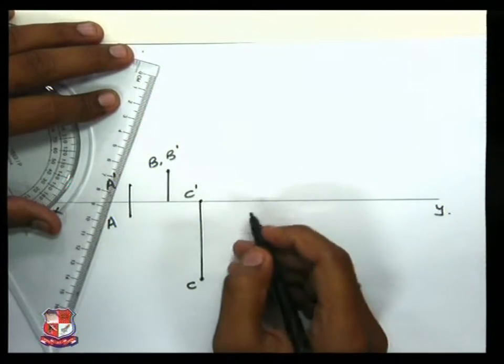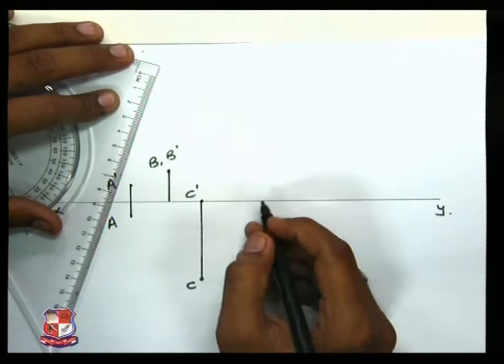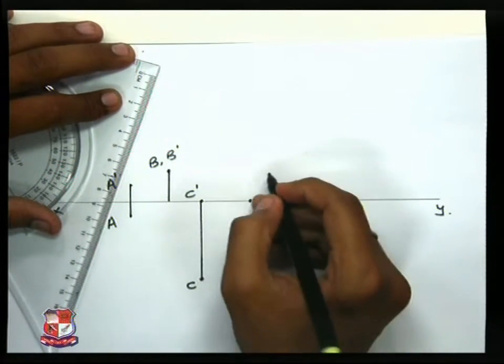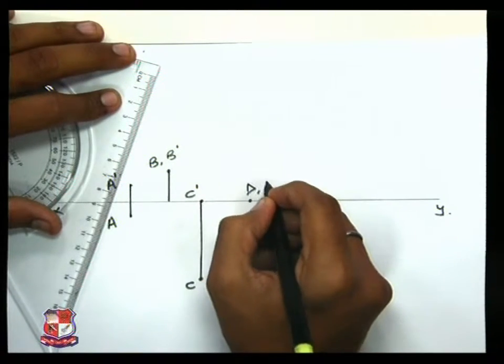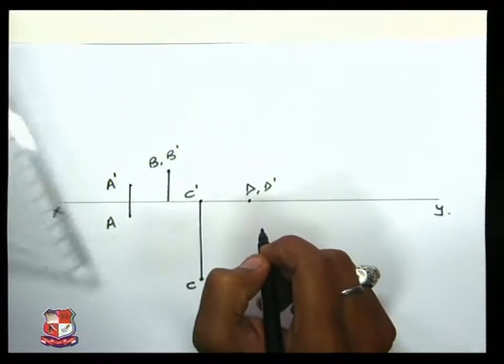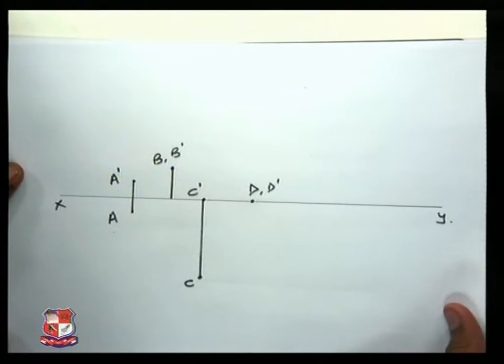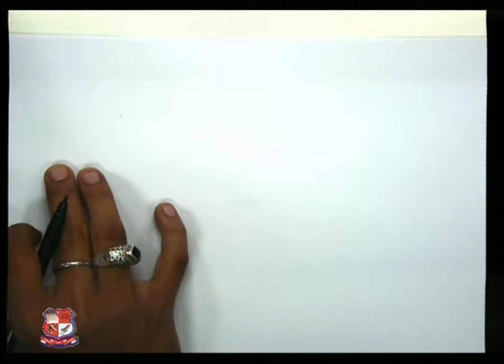The last problem would be on HP and on VP, where both points are located on HP and VP, which means both are on the XY line. So this is how projections of a point are covered. Now we will see how our problem can be solved.